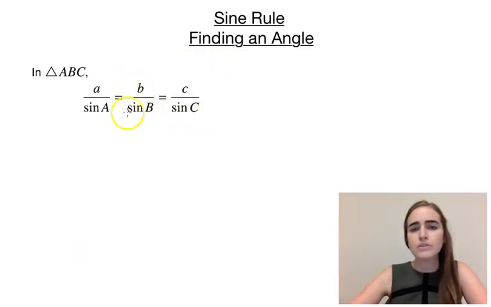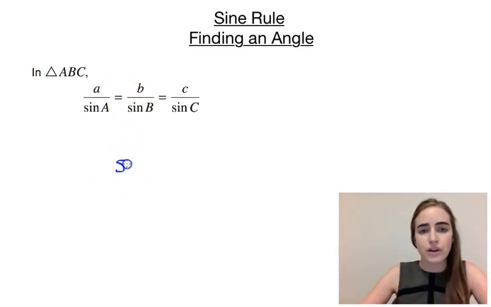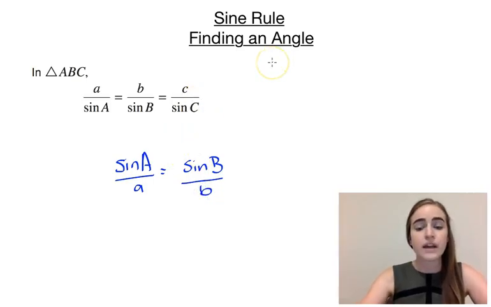And this is the way we were using it in the video where we looked at finding the length of a side. But because it's a lot easier when we're using formulas to have our unknown in the numerator, when we're finding an angle, we're going to flip these fractions upside down. So instead, we're going to have sine A over a is equal to sine B over b. So let's have a look at what that looks like.